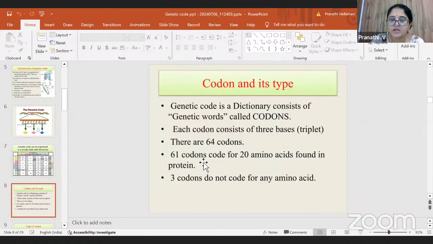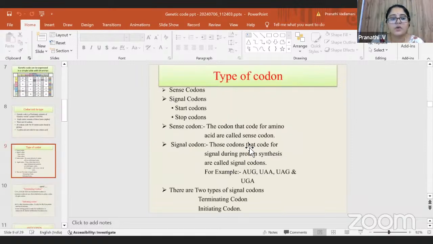So it is 61 codons for 20 amino acids, and 3 do not code for any amino acids. Again, what are the different types of codons? We have sense codons and signal codons. The sense codons code for the respective amino acids. Signal ones are those which give the signal to either initiate or stop the protein synthesis.